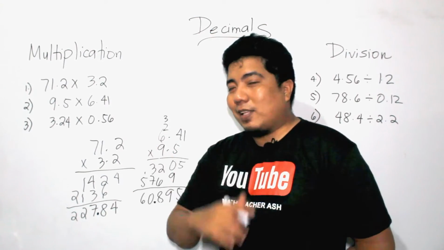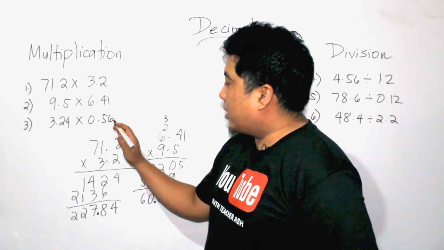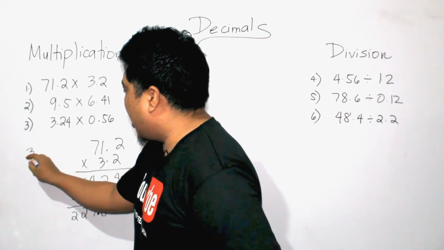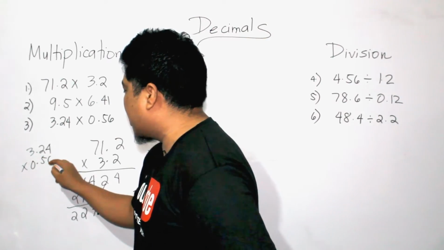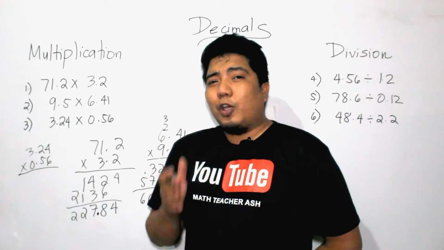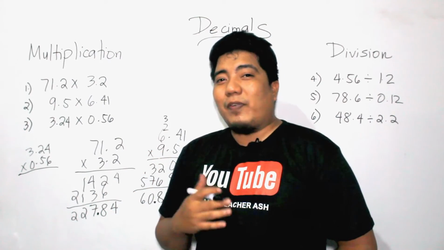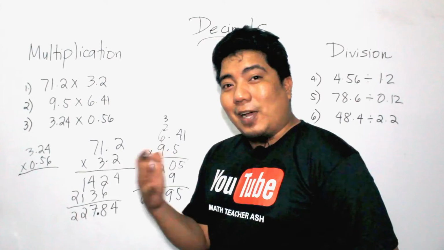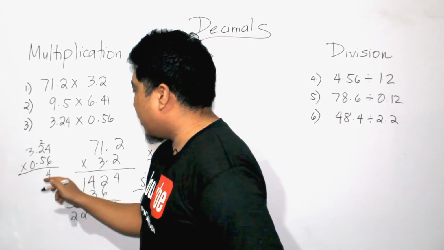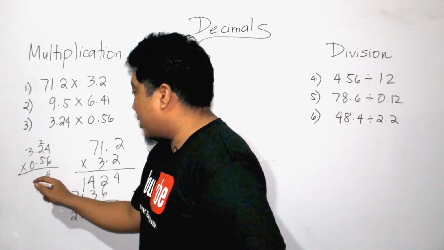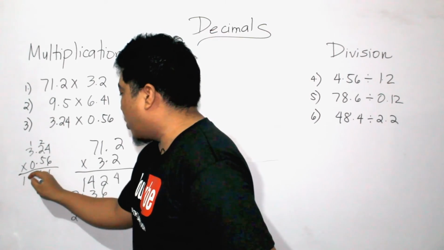Easy, right? Now, let us go to our final example. We have 3.24 times 0.56. For sure, you already have the idea how many place values our final answer will have. So now let us continue multiplying. 6 times 4, that is 24. 6 times 2, 12, plus 2, 14, carry 1. 6 times 3, 18, plus 1, 19.